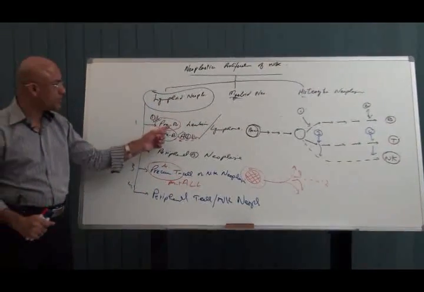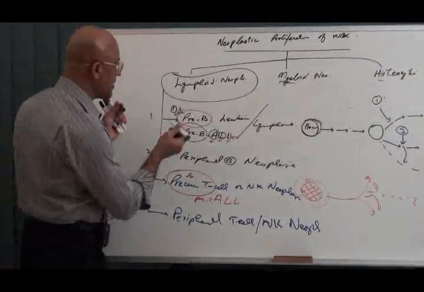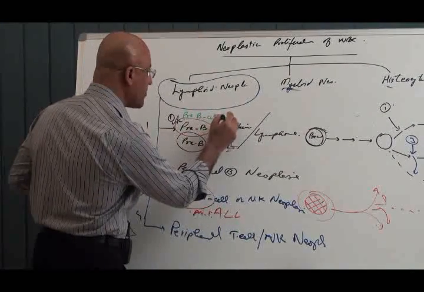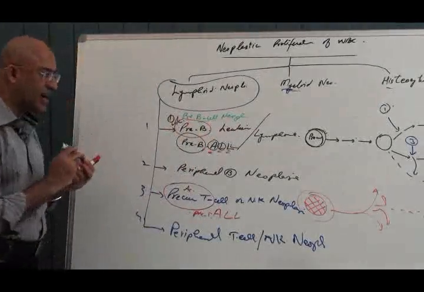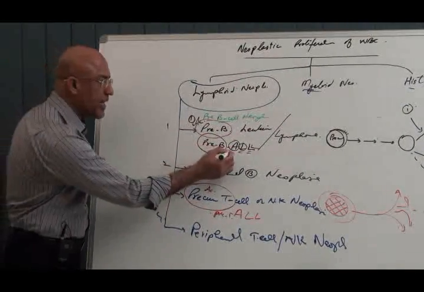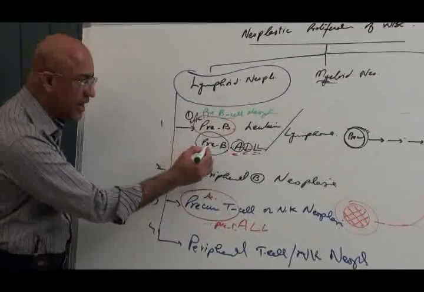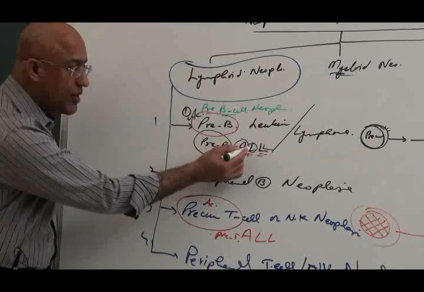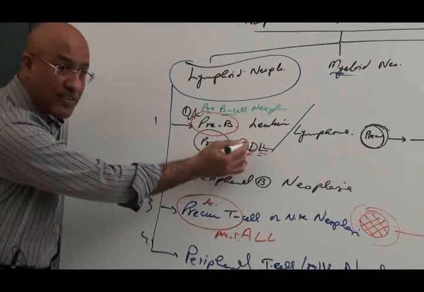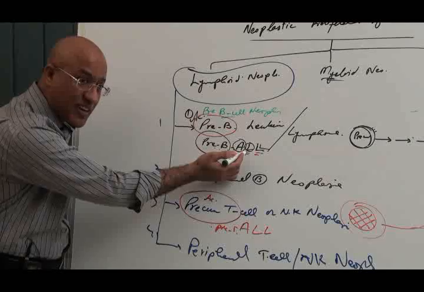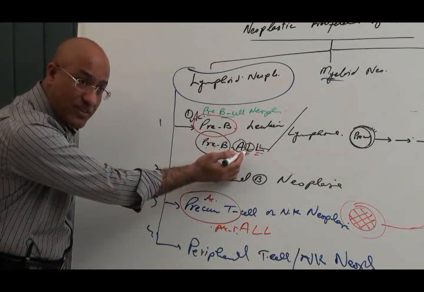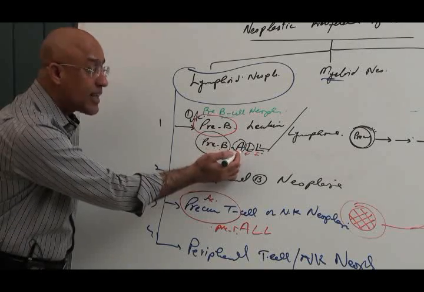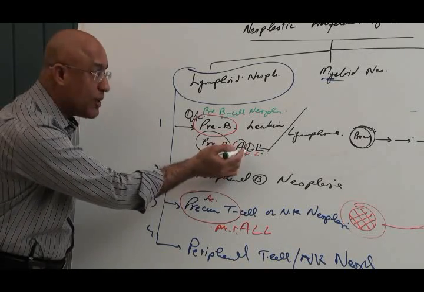The heading should be precursor B cell neoplasia. The classical example is pre-BALL. What is pre-BALL? Pre-B category, acute, lymphoblastic. Of course, if it is precursor, it should be lymphoblast because it should be a rapidly proliferating blastic cell. Acute clinically, and blast cytologically.